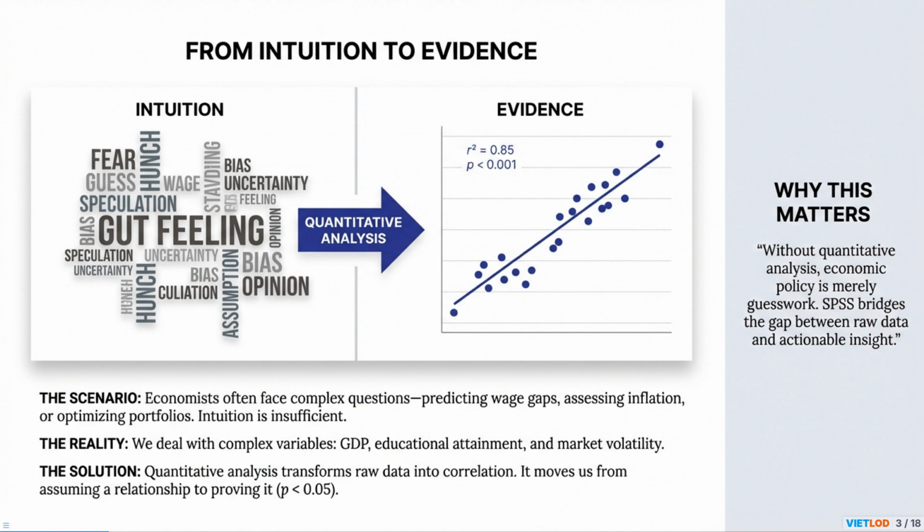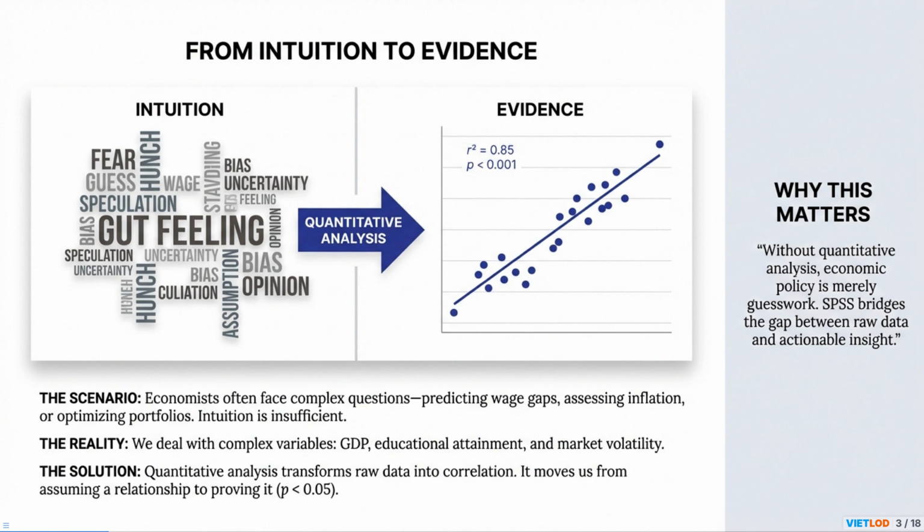In economics, we often start with a hunch or an assumption, like those for predicting wage gaps, assessing inflation, or optimizing portfolios. This initial intuition is often insufficient, being filled with biases, hunches, and speculation, as visually represented by the word cloud on the left. We deal with complex variables, such as GDP, educational attainment, and market volatility. Quantitative analysis is the crucial step that transforms this raw data and gut feelings into concrete evidence.